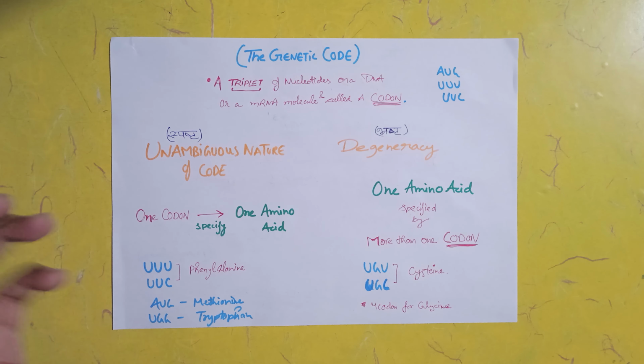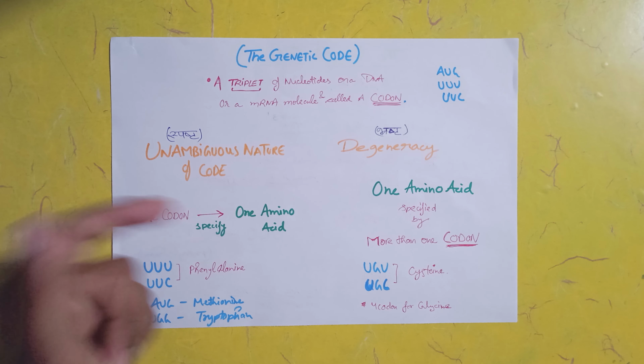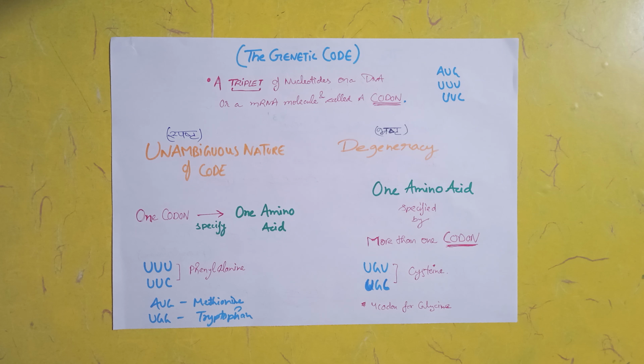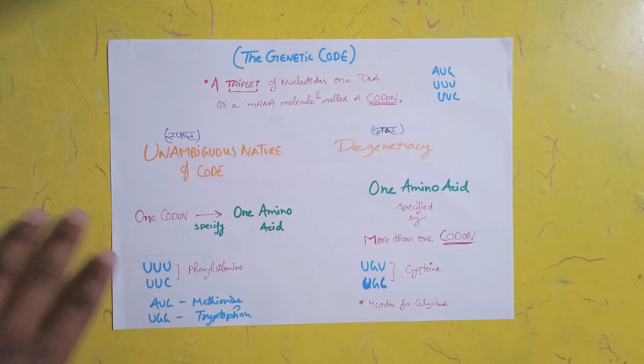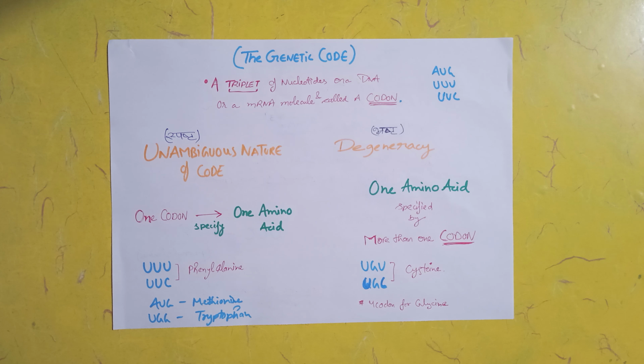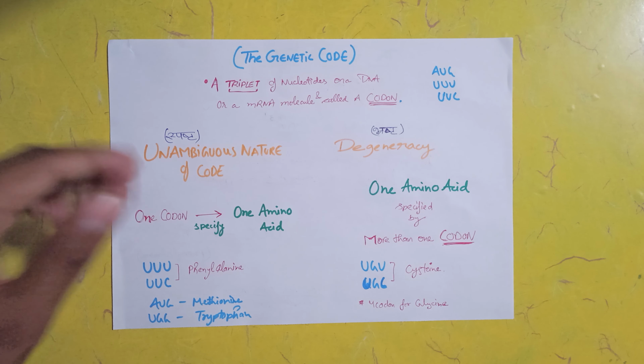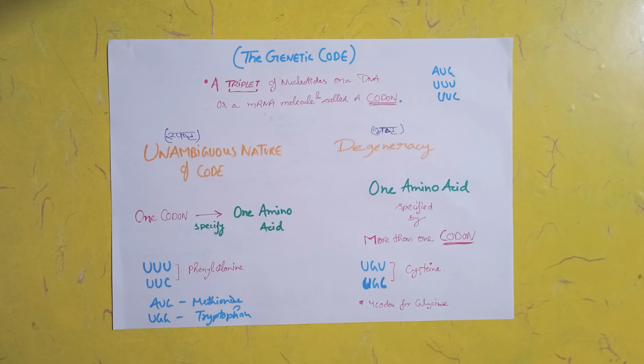Okay, a code is said to be unambiguous because one codon specifies one amino acid. For example, if I take UUU as a codon, it specifies an amino acid phenylalanine. अर्थात UUU जो codon है, this codon will only specify phenylalanine. It cannot specify methionine, it cannot specify tryptophan, it only and only specifies phenylalanine. Similarly, AUG specifies methionine and AGG specifies tryptophan.